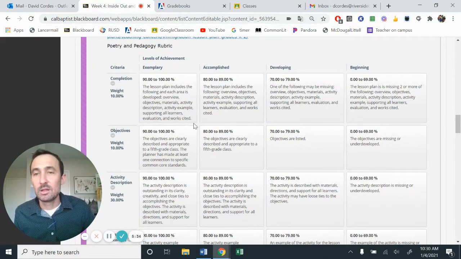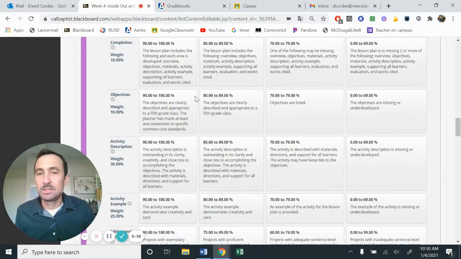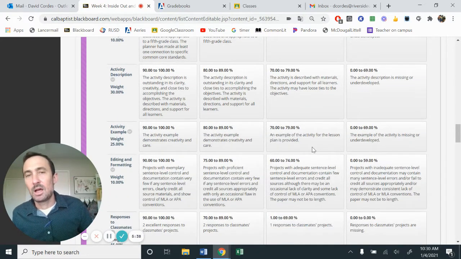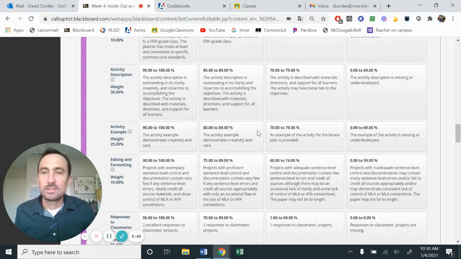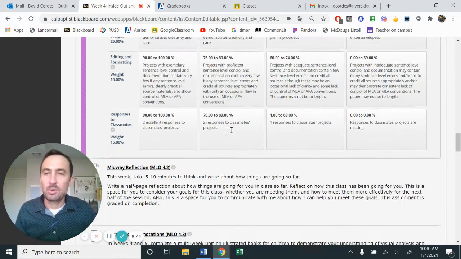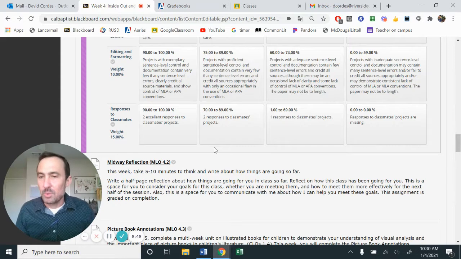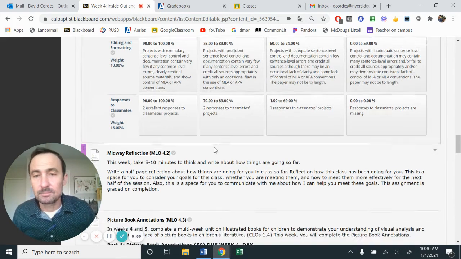The rubric here: did you complete the assignment? Did you hit the objectives? Are they explained well? Is there an activity? How is the activity described? What's the example like? Did you respond to your classmates? Go in there and identify those different components when you are putting together your work.